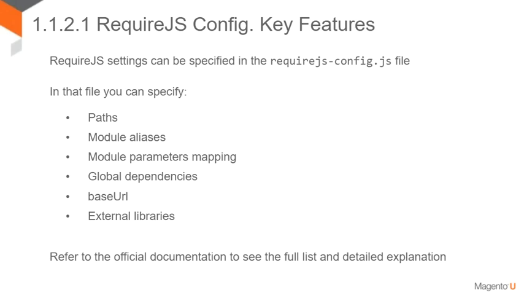Parameters mapping: identifies the exact module to meet a dependency specified in the define function. Global dependencies: load certain modules before any other. Base URL: specifies a root folder for JS modules. External libraries: can be added to the project using a shim configuration option. Refer to the official documentation for a full description of all available config options.